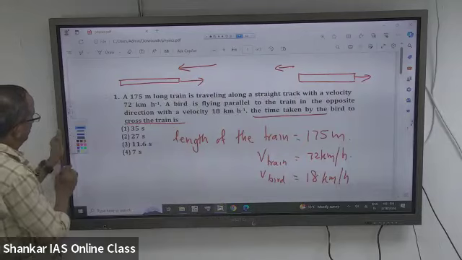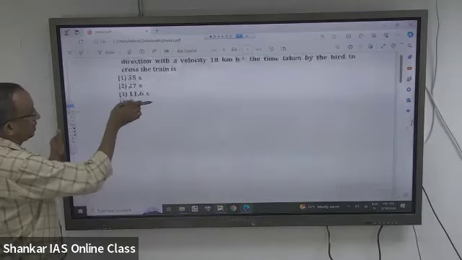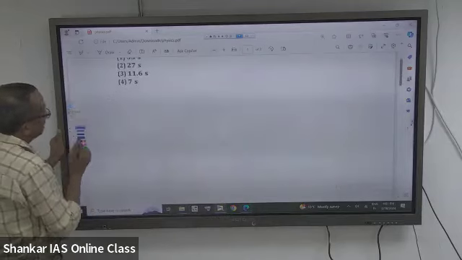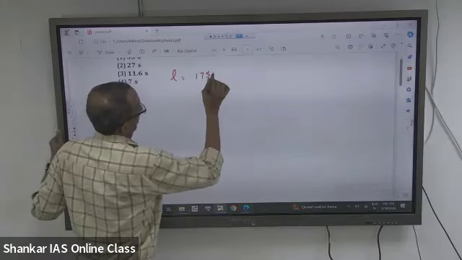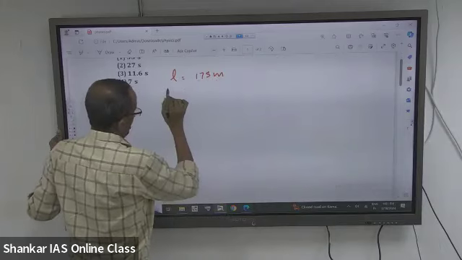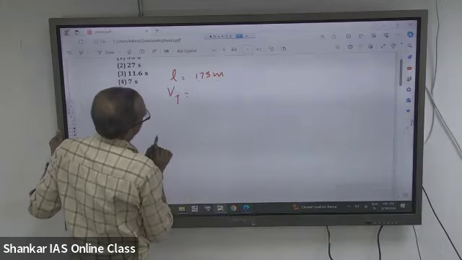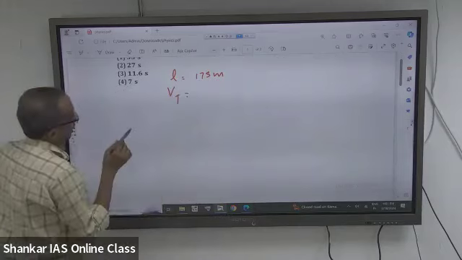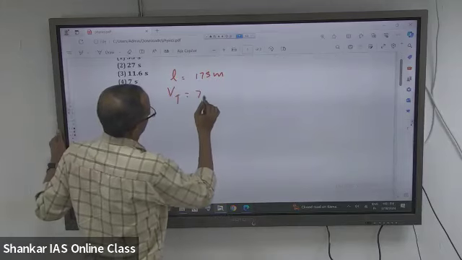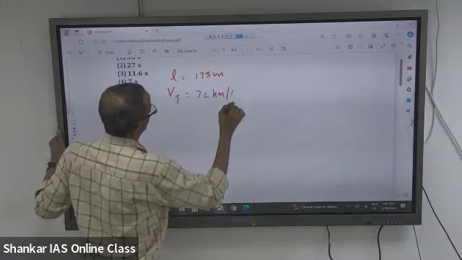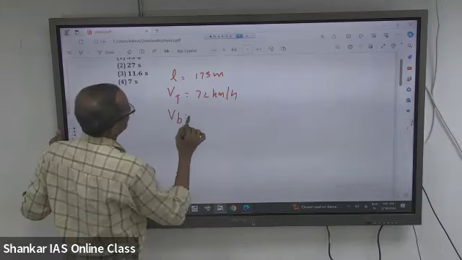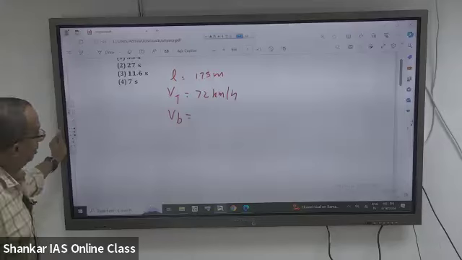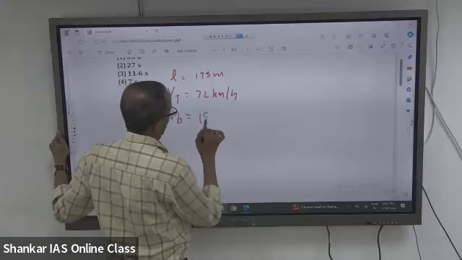Now, length of train L equals 175 meter. Velocity of train Vt equals 72 kilometer per hour. And velocity of bird equals 18 kilometer per hour.